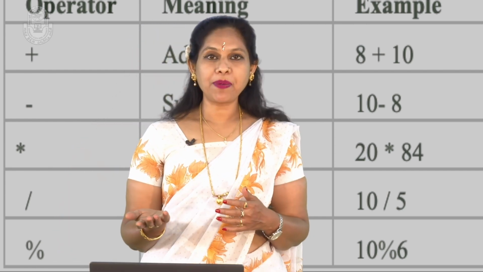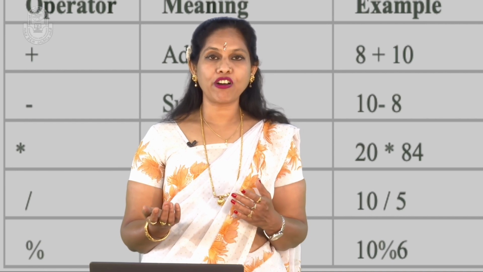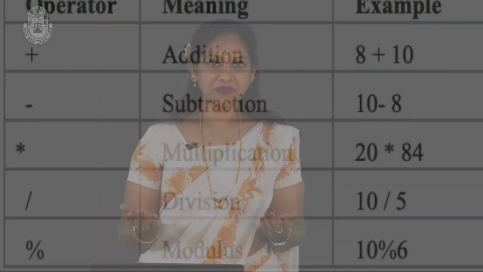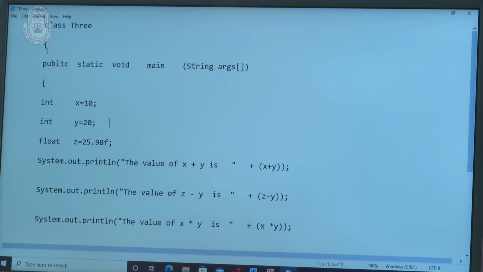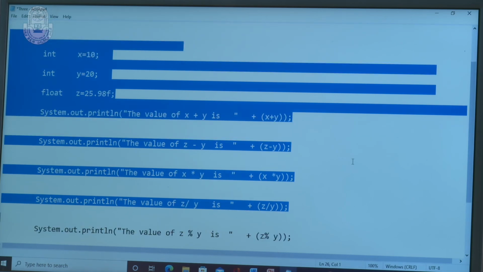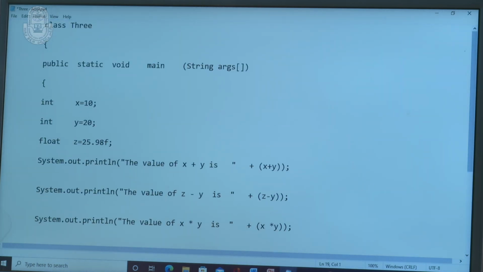The following example illustrates the usage of arithmetic operators. Okay, open a new file in the notepad and type the following program. Now I have typed class 3. So this 3 is the class name and also the file name. Class 3 begin like this. Then type public static void main string args. So this is the main function of the program.